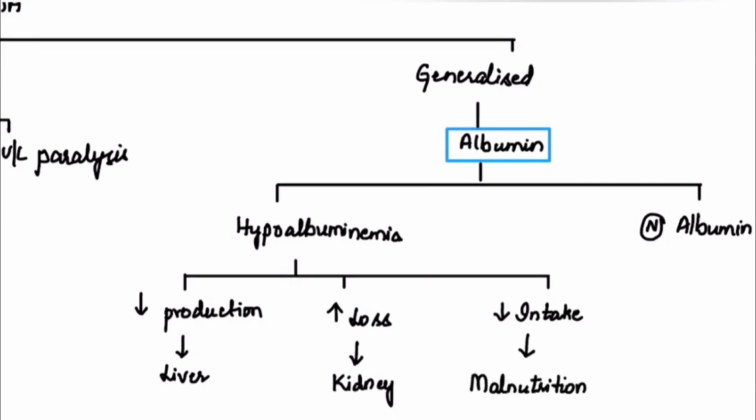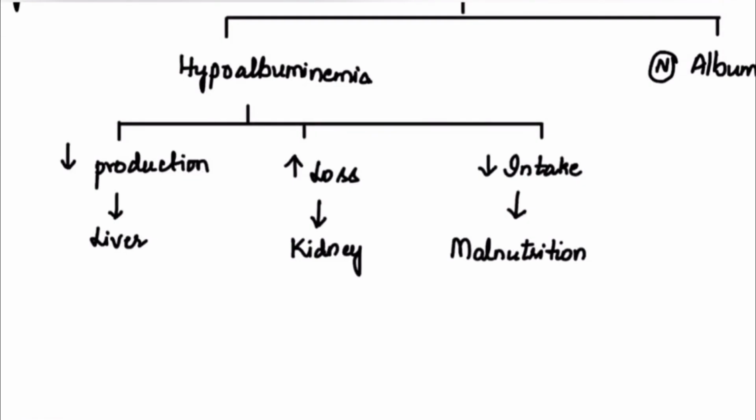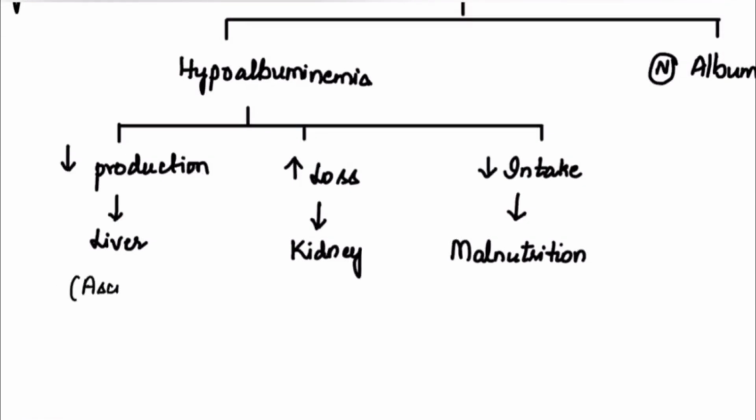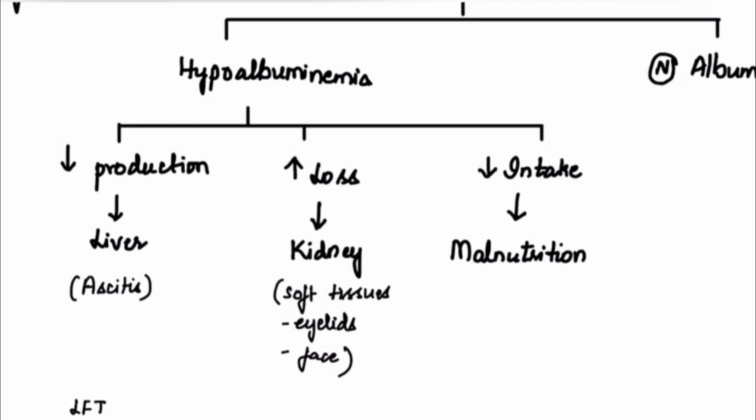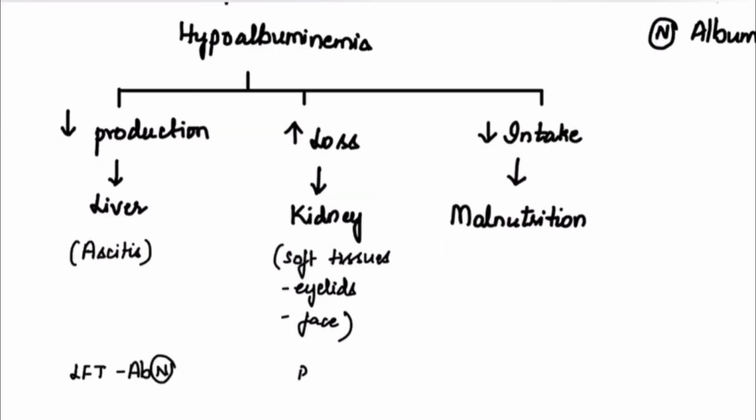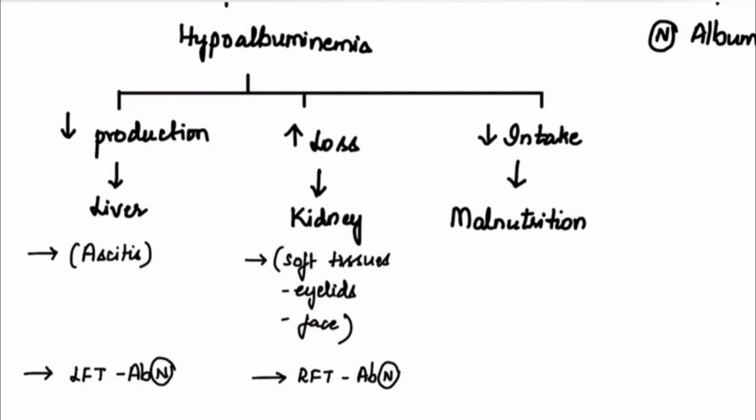Now, how to differentiate liver cause from renal cause of edema? If it is liver cause, then first it starts with ascites. In renal cause, first there is soft tissue swelling. So, first edema is seen in the eyelids and in the face. And also in liver cause, LFTs will be abnormal, and in renal cause, RFTs will be abnormal. So, these features can differentiate liver or renal cause of edema.